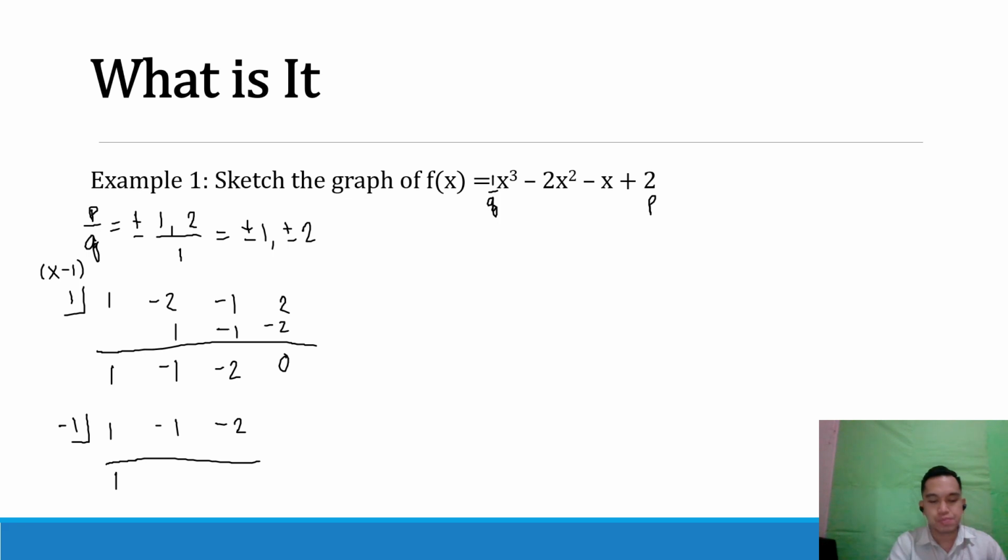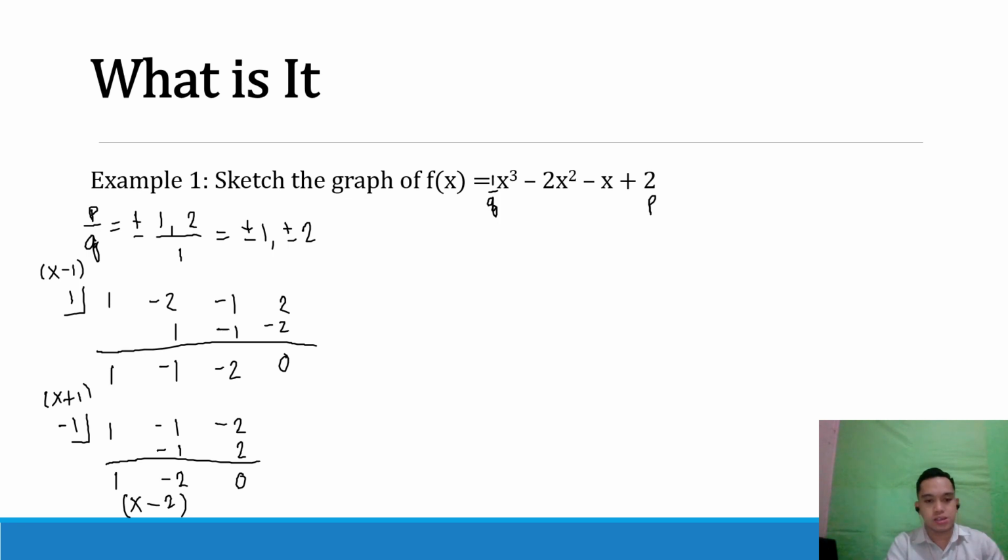Then, bring down 1. 1 times negative 1 is negative 1. Negative 1 plus negative 1 is negative 2. Then negative 2 times negative 1 is positive 2. So, negative 2 plus positive 2 is 0. Therefore, this negative 1 is a real root of our polynomial function. When we make it a factor, it becomes x plus 1. And this one becomes x minus 2.